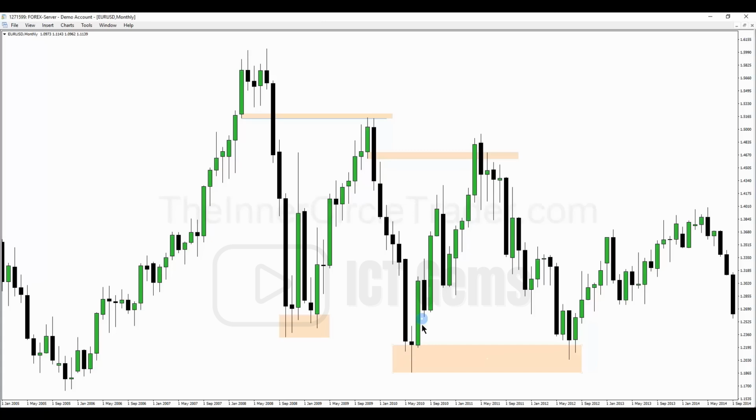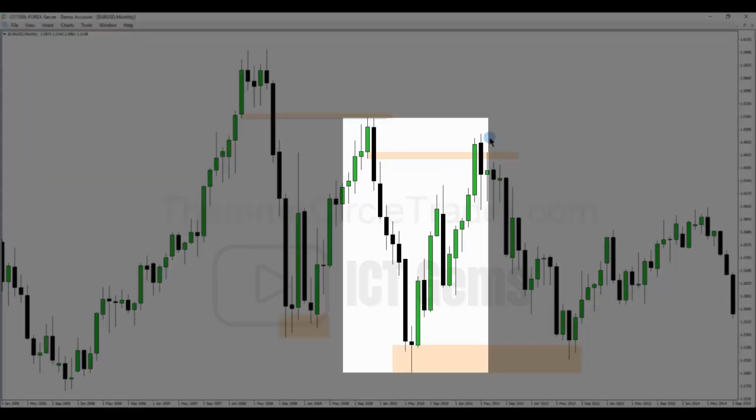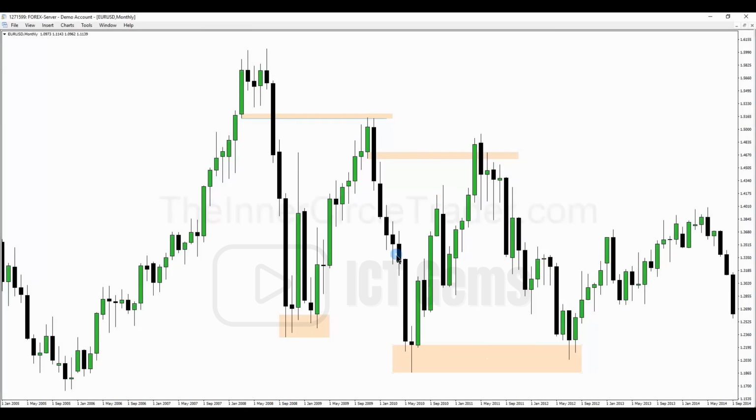If we're not going to break the range on this run here, we expect it to close in the range here. Just as well, we saw this up candle here, this down movement. Price comes up and closes in its range here. Then it runs for the liquidity below here.